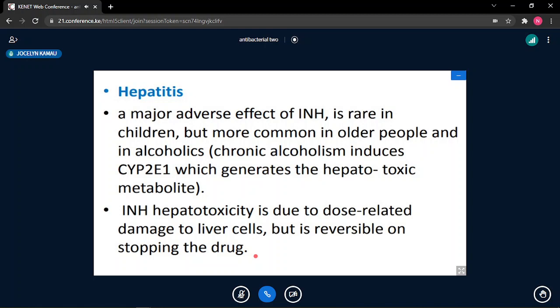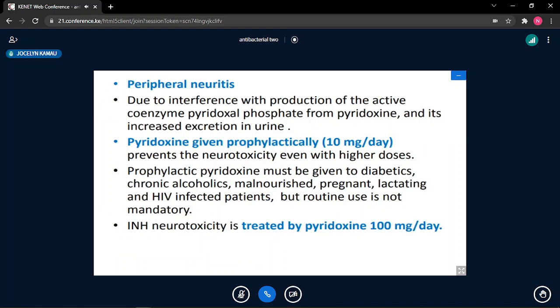Of course, it is very difficult for them to eat well because when you take about 3-4 drugs at the same time, they also cause a lot of nausea, and definitely feeding can be a problem. But they are advised to eat well so that we minimize hepatotoxicity or hepatitis. They can also get peripheral neuritis. This is due to interference with the production of the active coenzyme pyridoxal phosphate from pyridoxine, and it's increased in urine. So they can get peripheral neuritis because there is an interference with production of the active coenzyme pyridoxal phosphate.